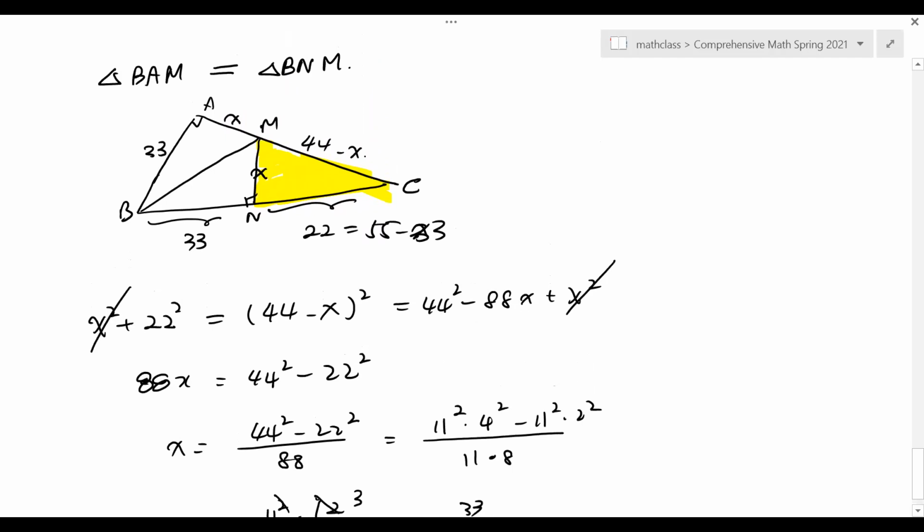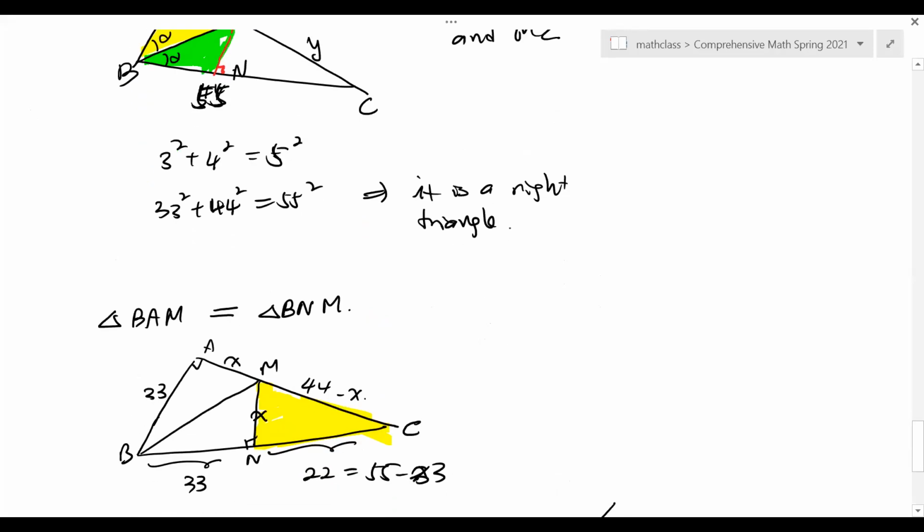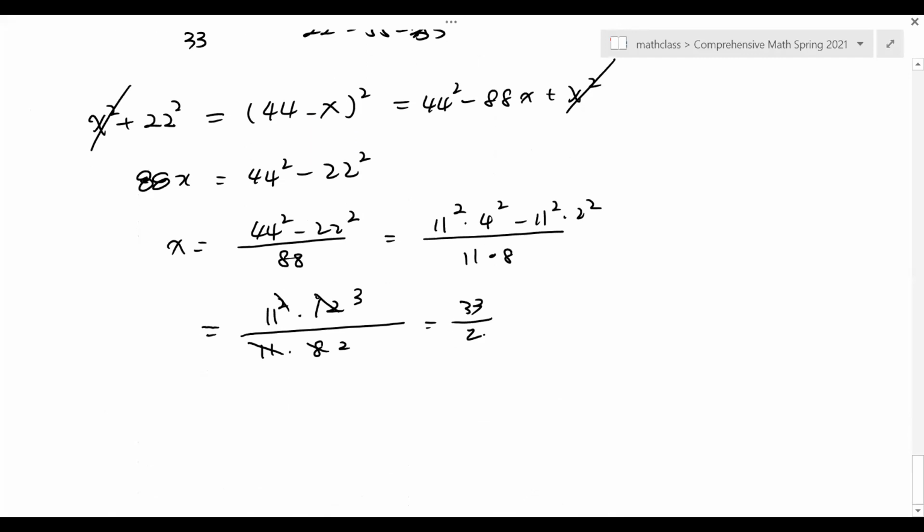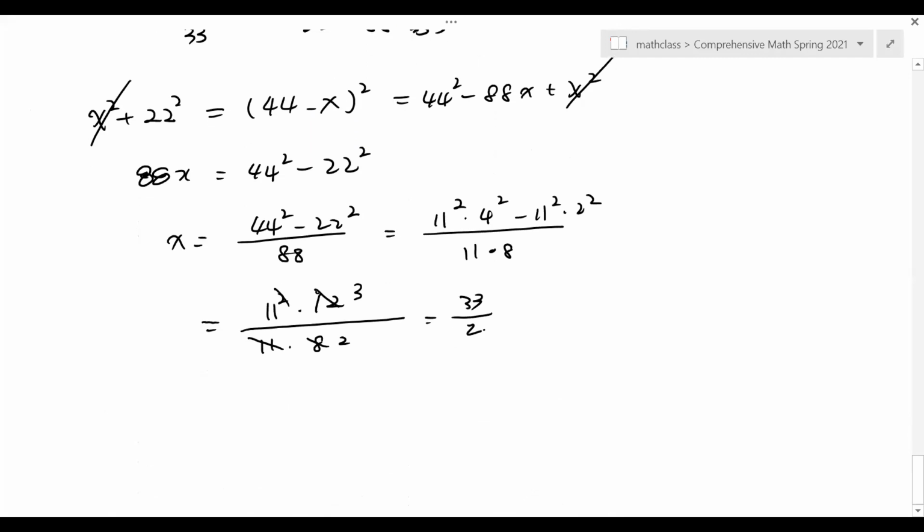Now you can say these 2 triangles are congruent, and so you can express at least many sides in terms of x. Okay. And then you find the AM. So once you find the AM, you can find the MC. Right. So this is a very interesting problem, and it showed up in a math competition.